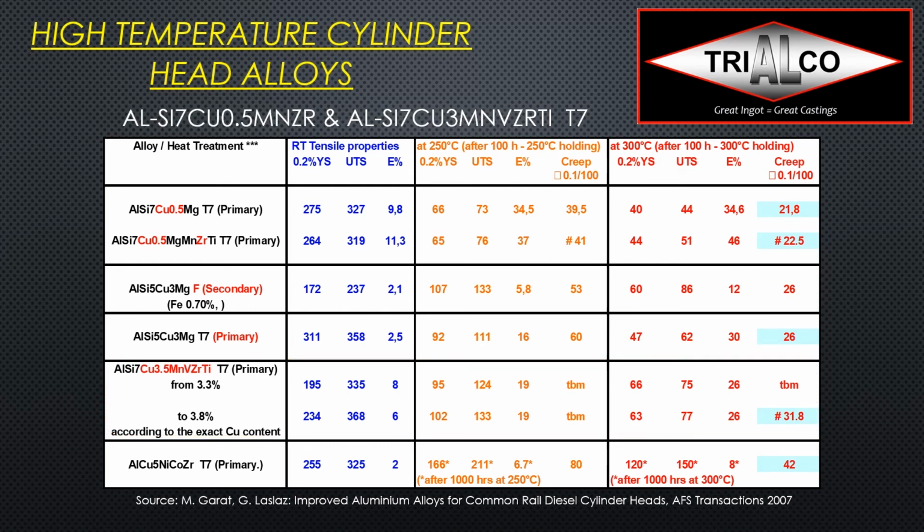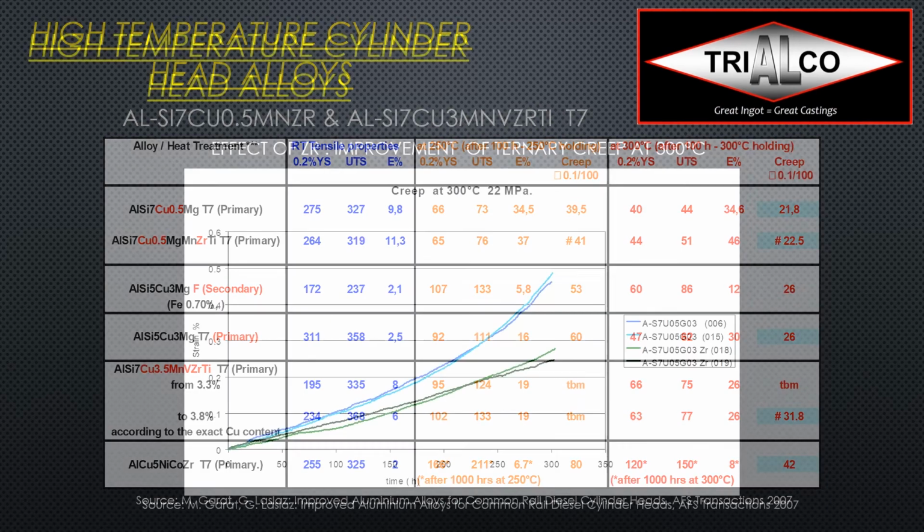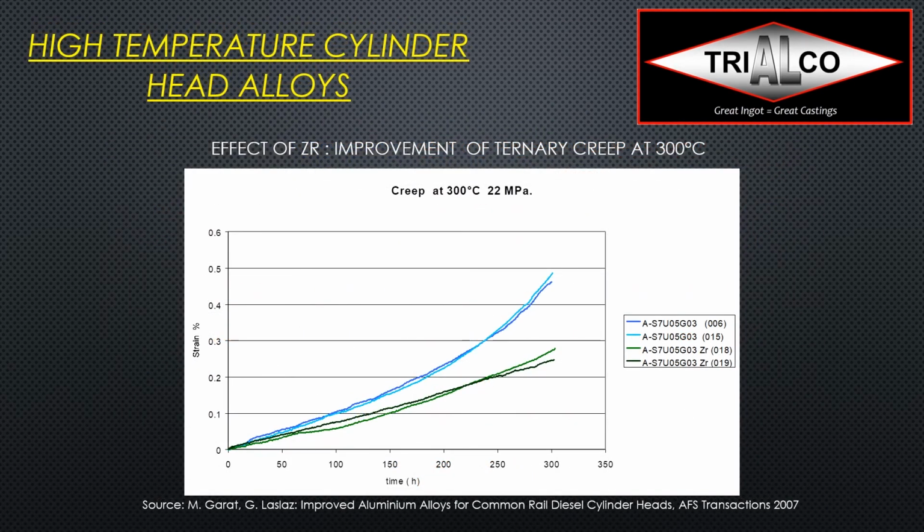If I actually wanted to go higher than that, I would have to go to a 200 series alloy, and then it would be a lot higher, but I would not see the same elongation at higher temperatures. Now, what's really important in these cylinder head alloys is, of course, the creep. Creep resistance, ternary creep resistance at 300 degrees Celsius in that intervalve bridge.